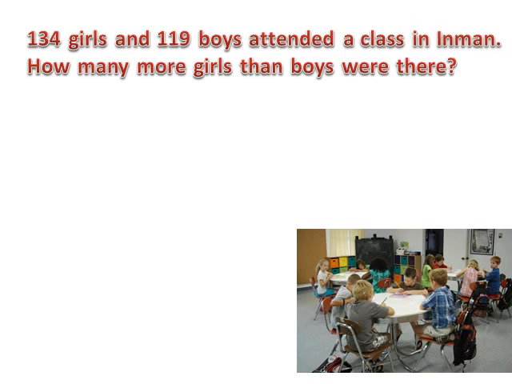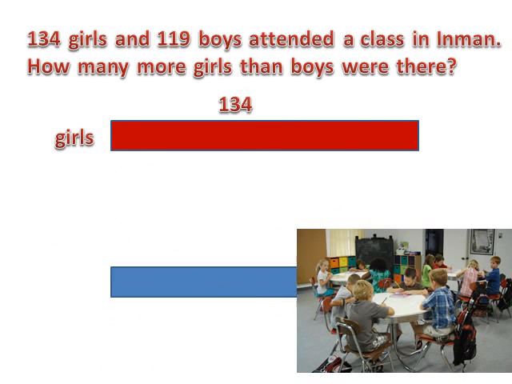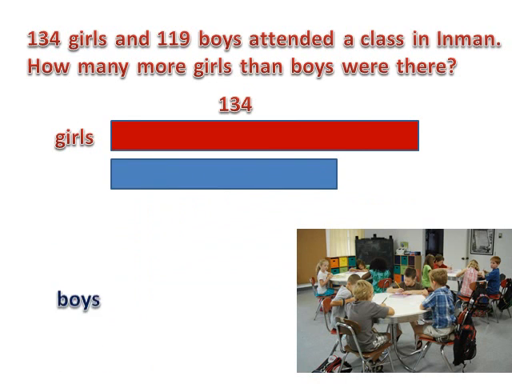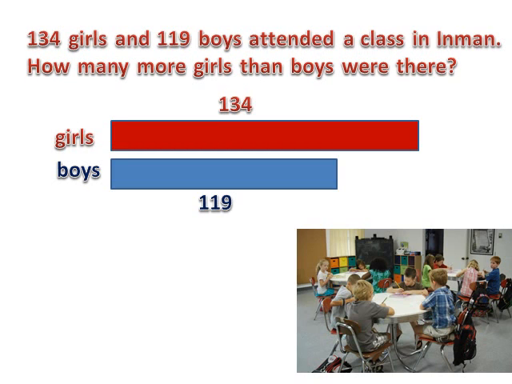So from that information, let's write our model. Let this red box be the number of girls, and that is 134. And then let this blue box be the number of boys, and how many are there? There are 119. And then the question is, how many more girls than boys were there? If you could see here, the red box is longer than the blue box, which represents the boys. And so if you want to get a difference, it is represented by this two-sided arrow. So that's our question mark.